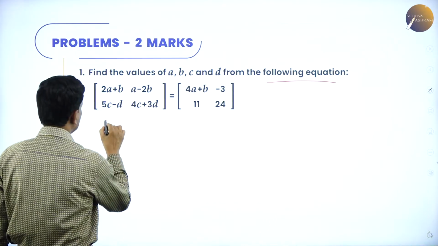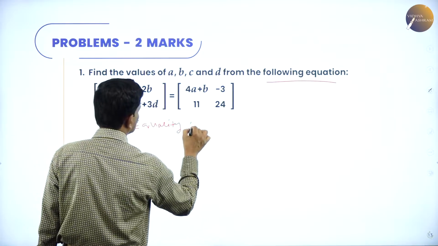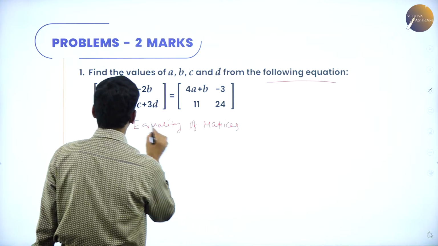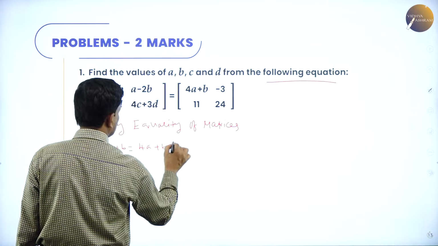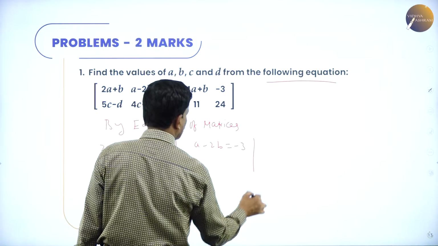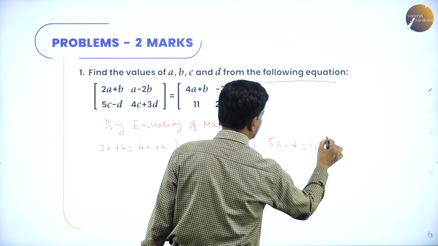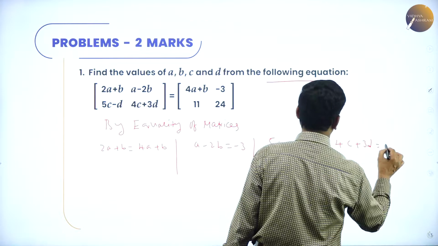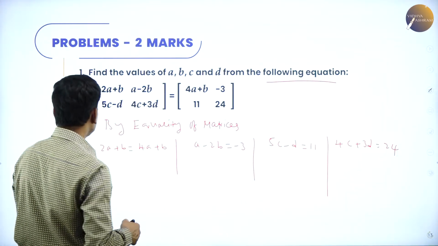Now, by equality of matrices, 2a plus b is equal to 4a plus b, and a minus 2b is equal to minus 3, and 5c minus d is equal to 11, and 4c plus 3d is equal to 24. See, these are the four equations. Now you can solve this.